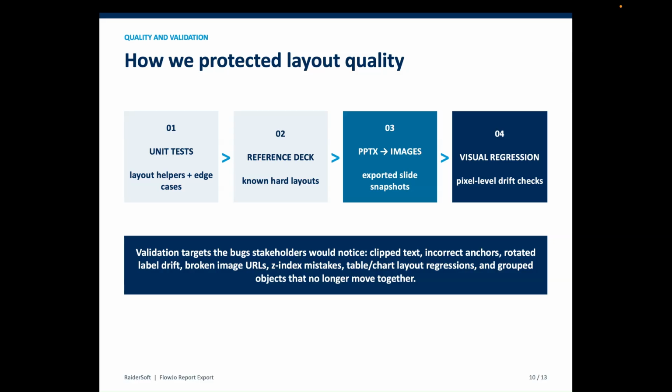Then we converted generated PowerPoint slides into images so that we could compare the visual output. This let us catch regressions that might not show up in normal code tests. The kinds of things that we cared about were things that stakeholders would notice: clipped text, incorrect anchors, rotated label drift, broken image URLs, z-index mistakes, table or chart layout problems, and grouped objects that were no longer moving together. So validation was not just about checking that a file was created, it was about checking that the exported presentation preserved the layout and trustworthiness of the original FlowJo report.